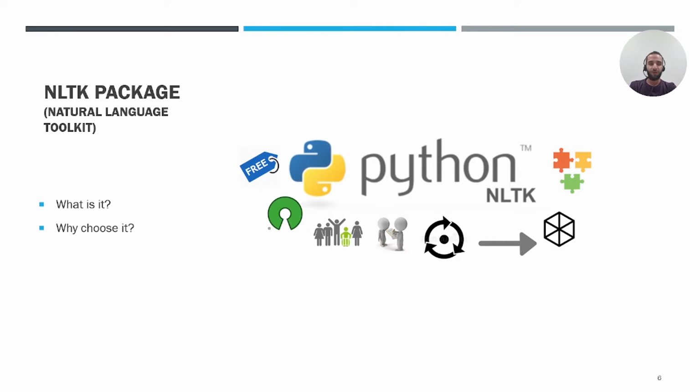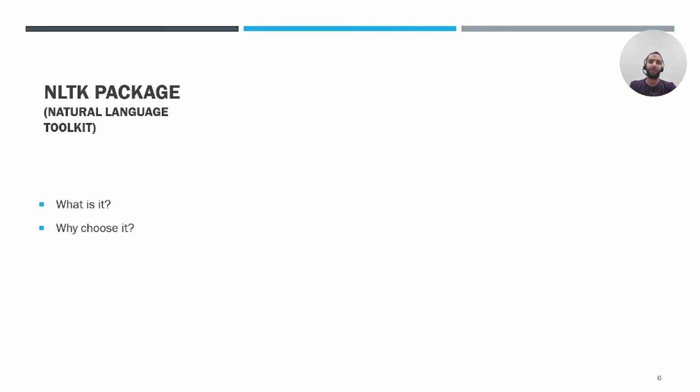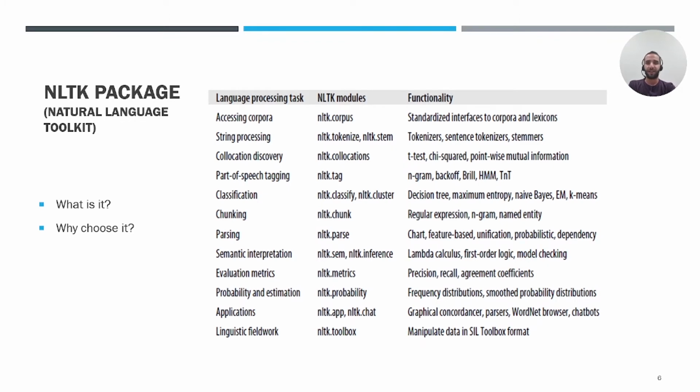So just to give you a hint about the different modules of the Nltk package, as you can see here in this list, for every language processing task, we have a separate module that has specific functions. So if we were, for example, interested only in parsing, we don't need to learn everything about collocation discovery or tackle this module, which makes it really easier and really user-friendly.